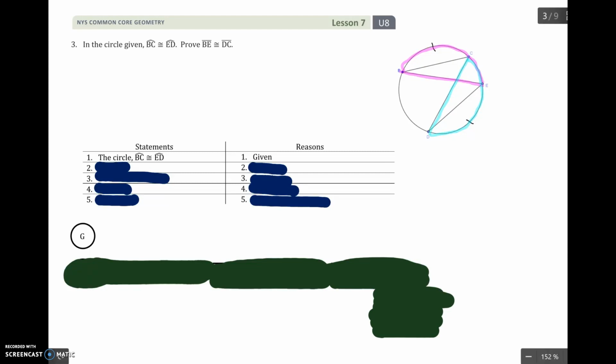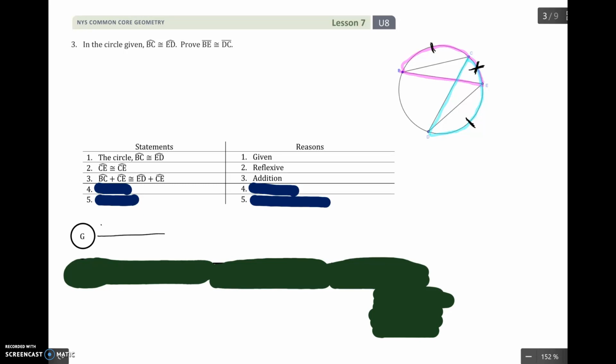Notice that they overlap. Arc CE is reflexive. So what I can do is say that arc CE is reflexive, and then I can add it on to the 2 they gave me. I can take BC from my given and add on CE. I can take DE from my given and add on CE, and I would get larger arcs that way.